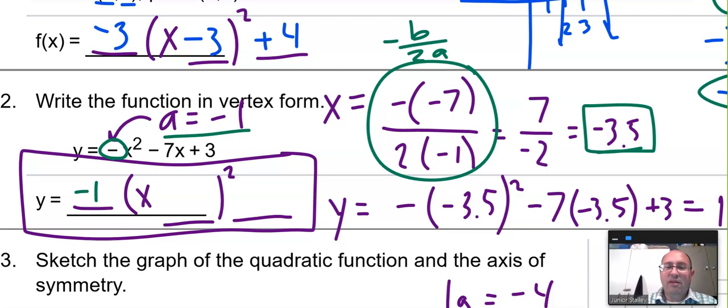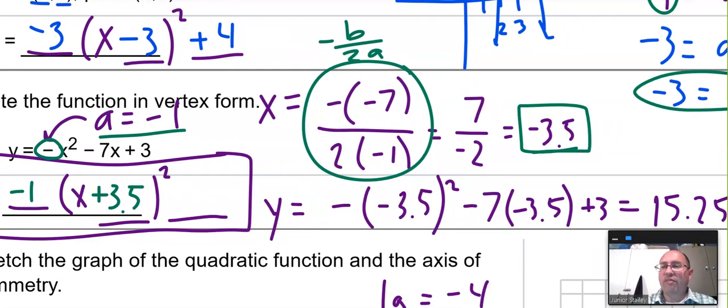Now, since it's negative, remember that means it's going to the left. We know that it will look backwards on the inside. Now, how do I find the y value that goes with it? Of course, I plug it into the equation for both of the x's. We got -x squared minus 7x and then a +3. When you add that together, you get 15 1/4, and that means the whole graph went up 15 1/4. So, plus 15.25.